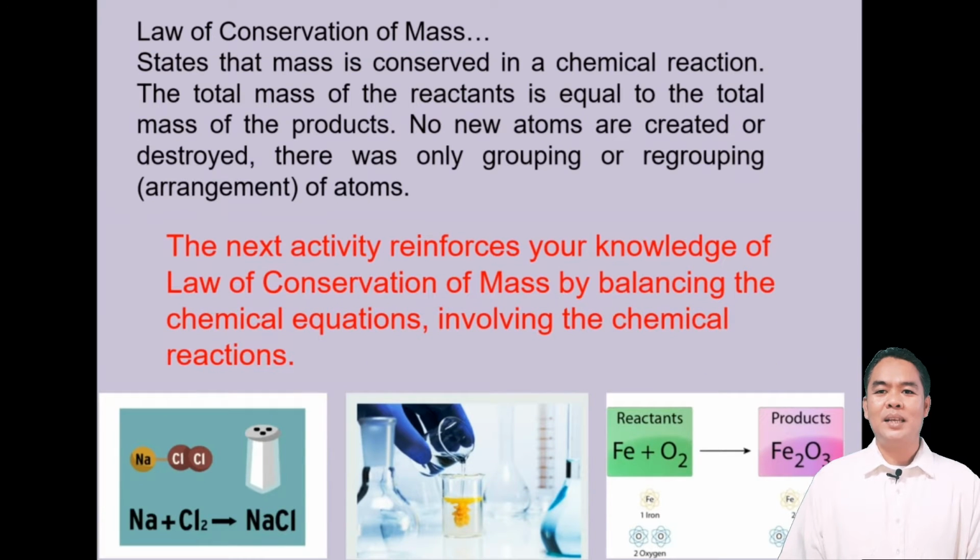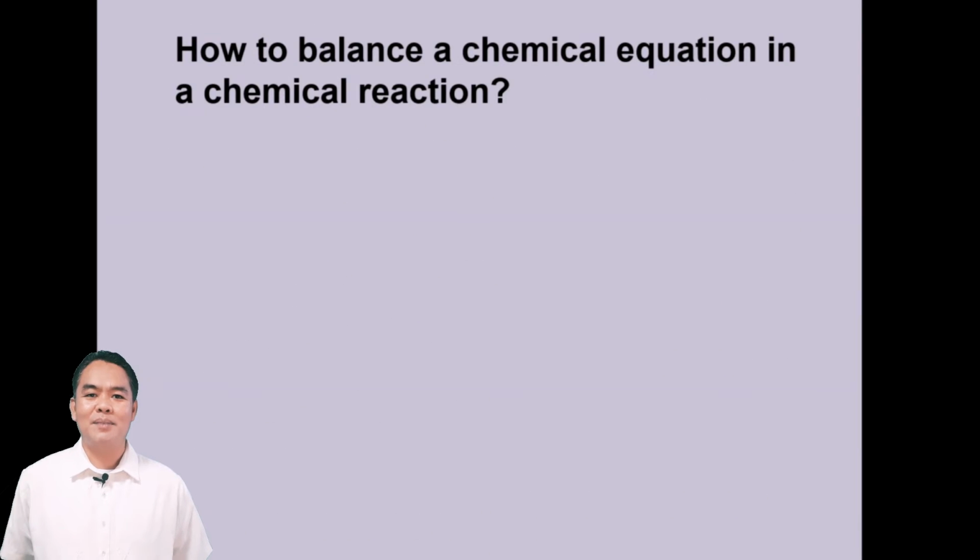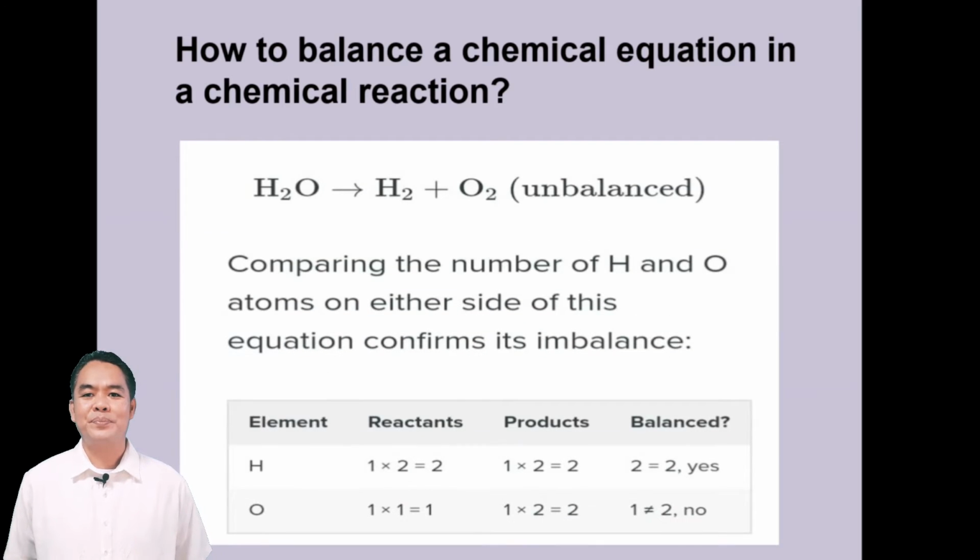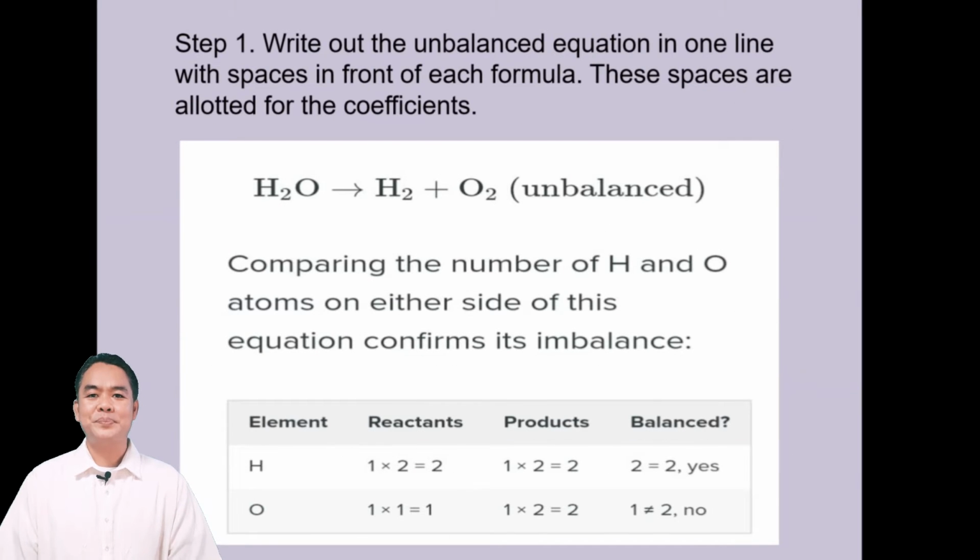The next activity reinforces your knowledge of the law of conservation of mass by balancing chemical equations involving chemical reactions. How do we balance a chemical equation in a chemical reaction such as this? Step 1. Write out the unbalanced equation in one line with spaces in front of each formula. These spaces are allotted for the coefficients.